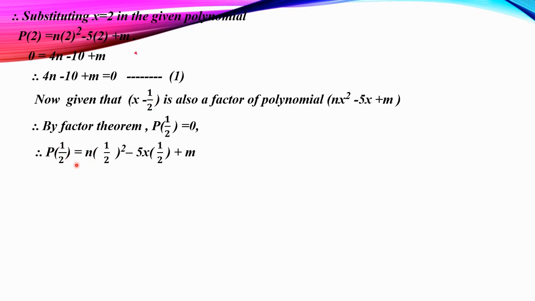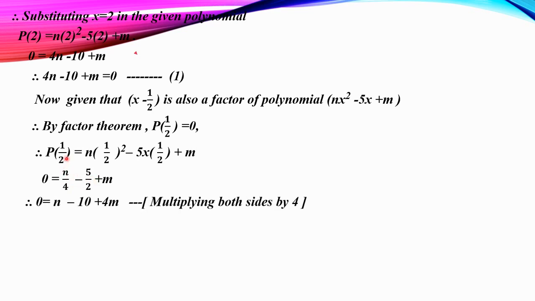p(1/2) is equal to n multiplied by (1/2) raised to power 2 minus 5 multiplied by 1/2 plus m. So we get 0 is equal to n upon 4 minus 5 by 2 plus m. Since p(1/2) is a factor, therefore the remainder should be equal to 0 on the left side. So multiplying by 4 on both sides, we get n minus 10 plus 4m equals 0, equation number 2. So here, taking n on the left side, we get n is equal to 10 minus 4m.